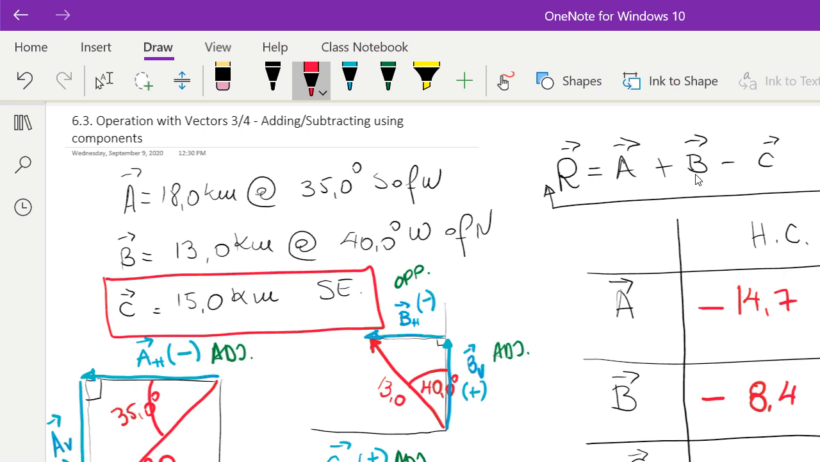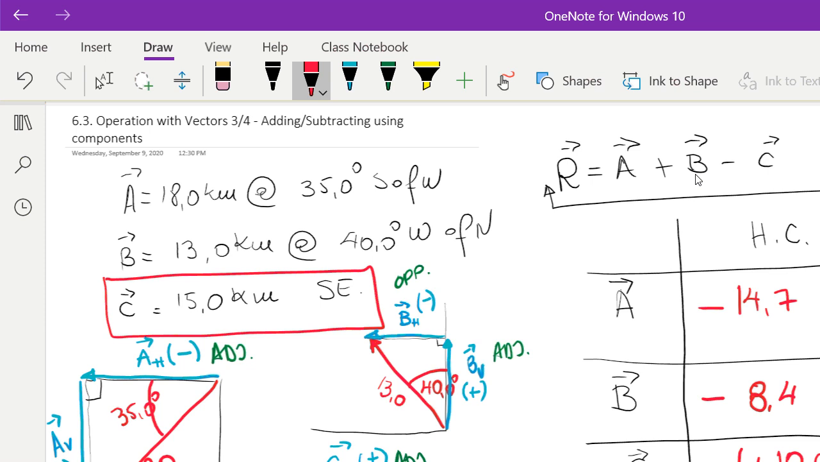And for vector C, we will have the horizontal component as positive, but the formula dictates us with a negative. So we have a formula here or a relation. So it will be positive. What is that? 15 times sine 45. Sine and cosine are the same for 45, so 10.6. And the negative that the formula dictates us, along with the negative that the vertical component tells us to be, will be negative 10.6.